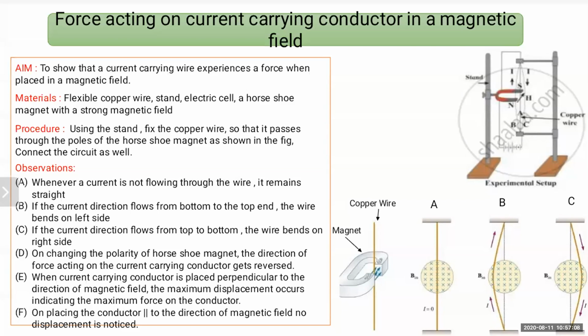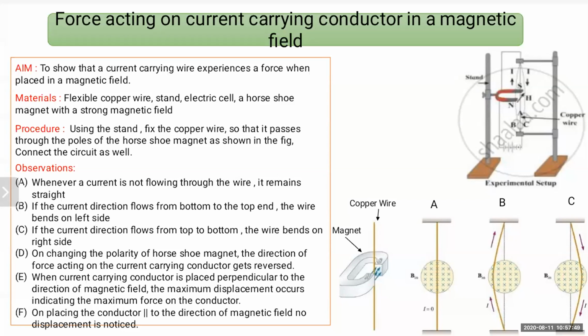So the materials are: first, a flexible copper wire; there is a stand; an electric cell, because there is a circuit; and a horseshoe magnet with a strong magnetic field. So these are the materials. Now what is the procedure? This is the stand. It is fixed with the copper wire so that it passes through the poles of the horseshoe magnet as shown in the figure.